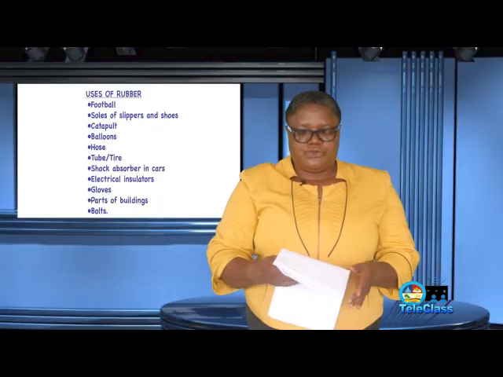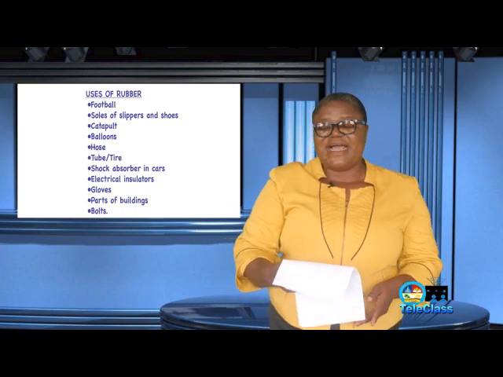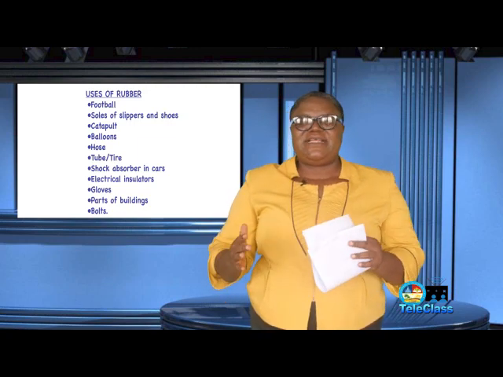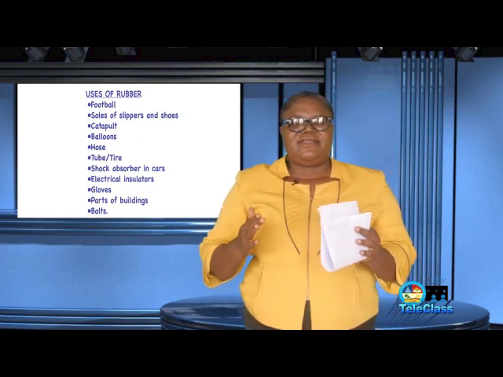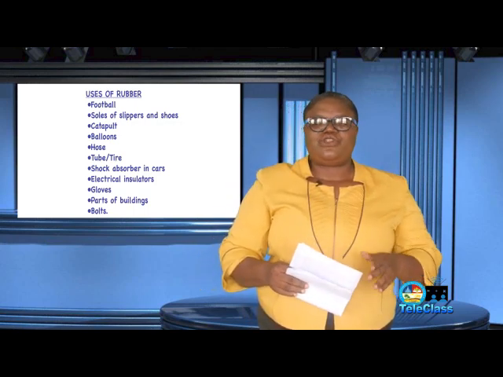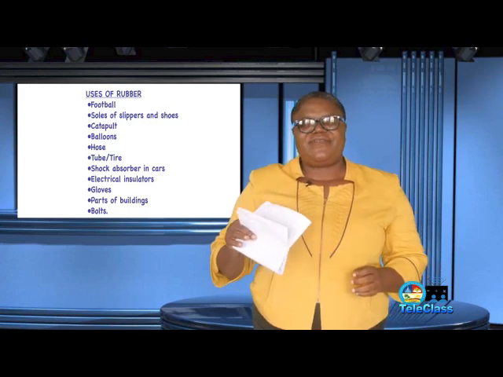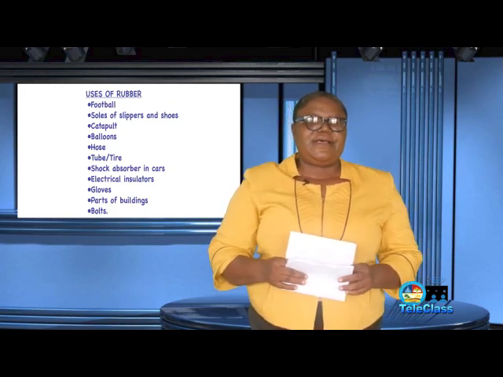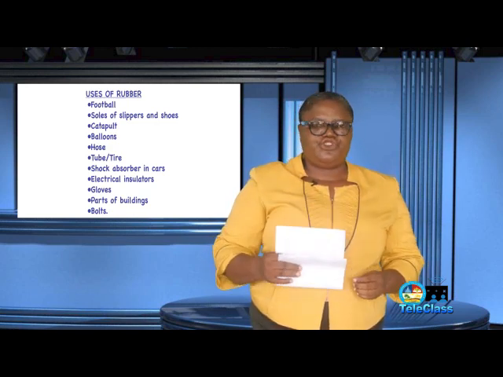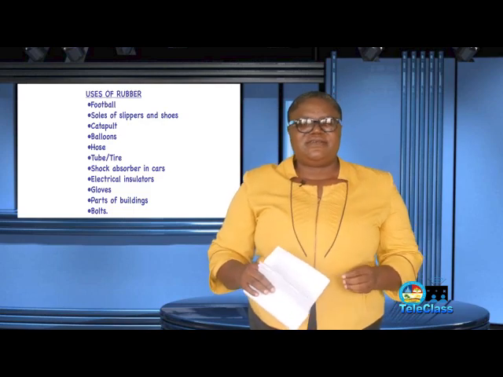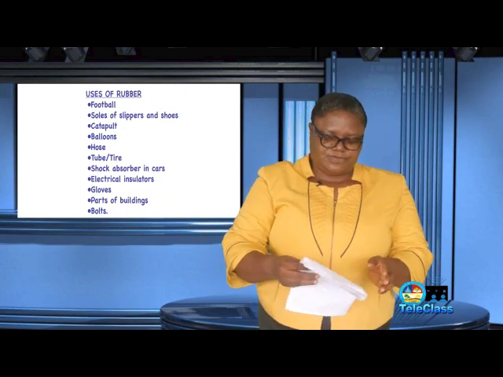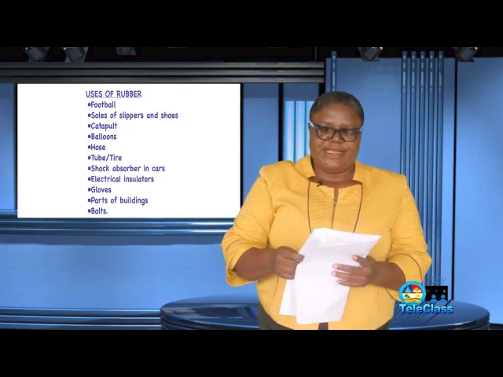Now, to round up this section, we have talked about plastics and rubber. Some of their properties look alike, while they also differ in some parts. Like we said, plastics are not natural, while we have natural and synthetic rubber. The natural rubber is gotten from the latex of the rubber tree, and when it is processed, it is used for the various items that we have displayed on the screen.